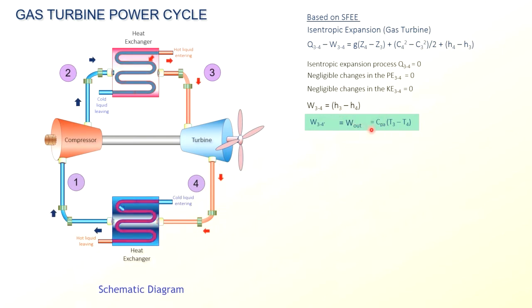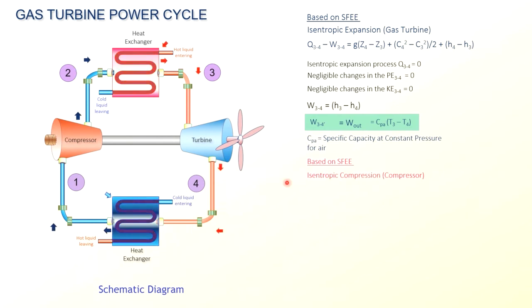The Cp here refers to the specific heat capacity at constant pressure. The system that we are looking at is air, so that is why you look at Cp of air. Cp of air, standard, is 1.005. The temperature here is in Kelvin. So that is the analysis of the turbine based on the steady flow energy equation.